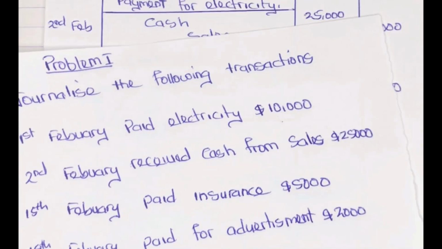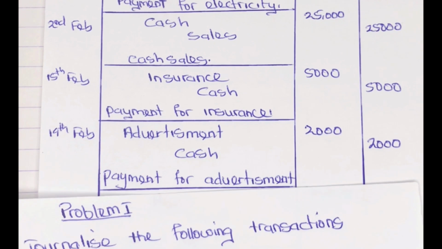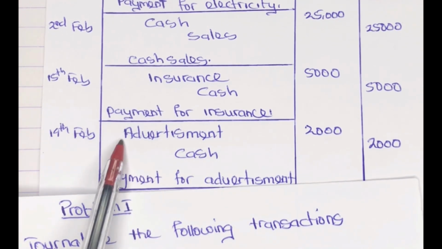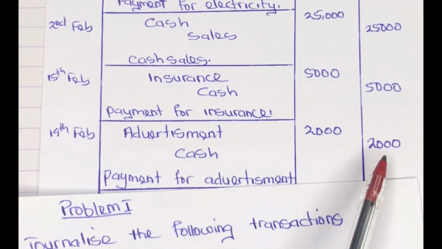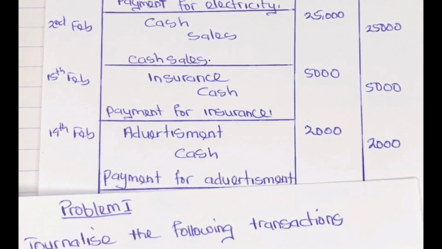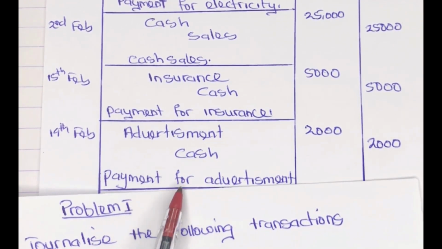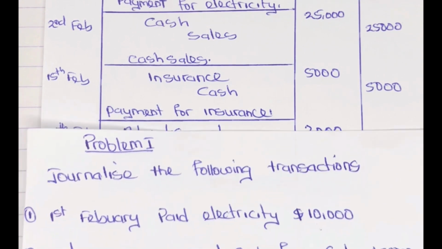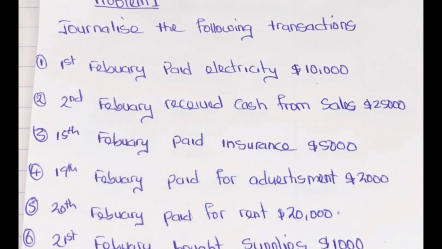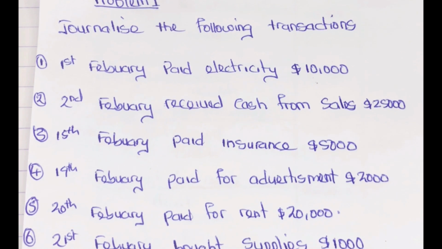So those are the two accounts that are being affected. So we debit advertisement with 2,000 and credit cash with 2,000. And then the narration, payment for advertisement. So the fifth transaction. The fifth transaction said on the 20th, paid for rent, $20,000. So which accounts are affected?